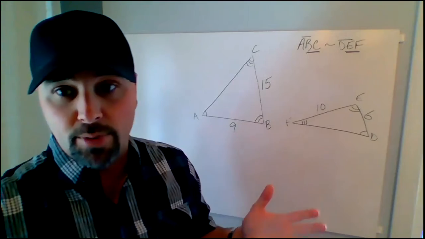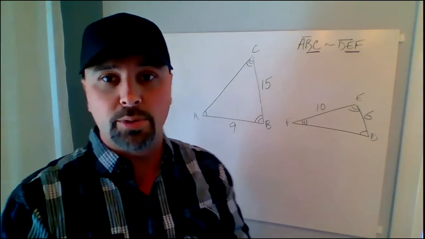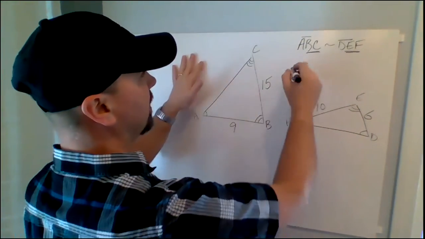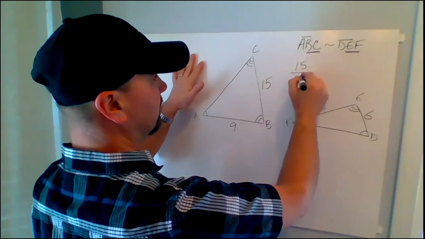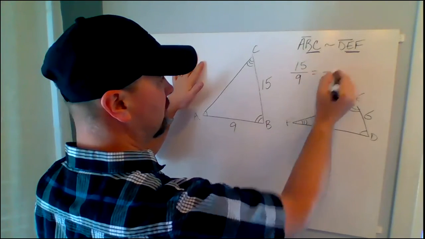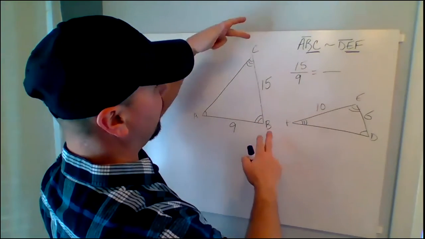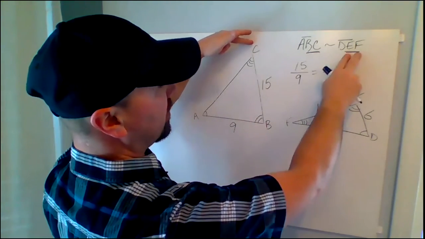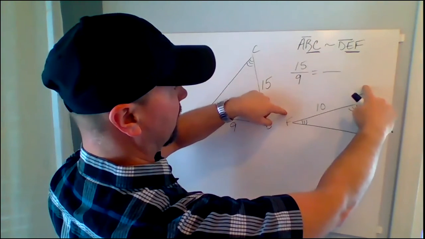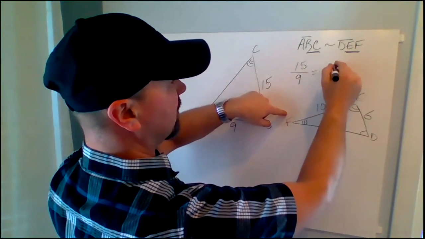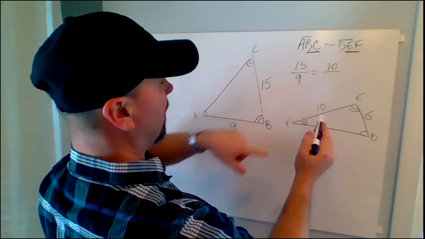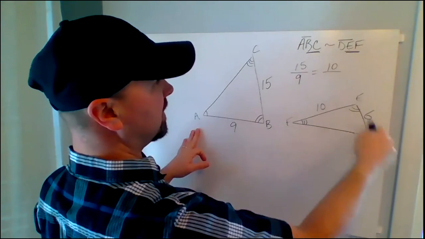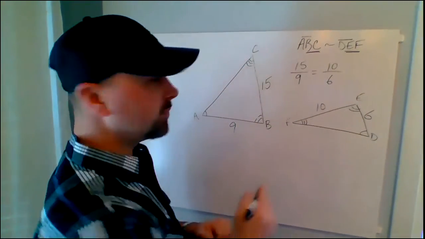We have all the numbers, so we're just going to set up the proportion. All right. So let's just start with this one. 15 over 9 equals. Now I've got to match up. So 15 is BC. So that's EF on the other one. So the 10 has to go next to the 15. And then the 9 is AB, which is the same as DE, so 6.